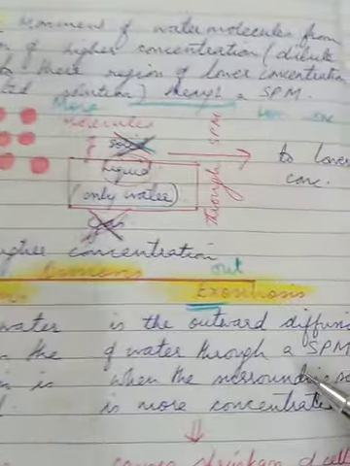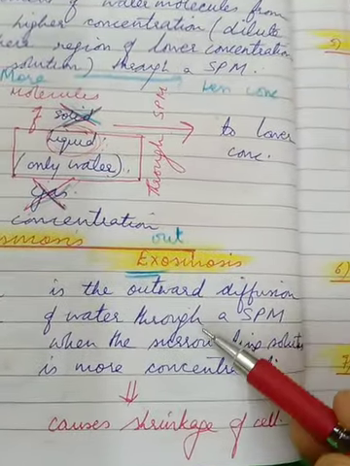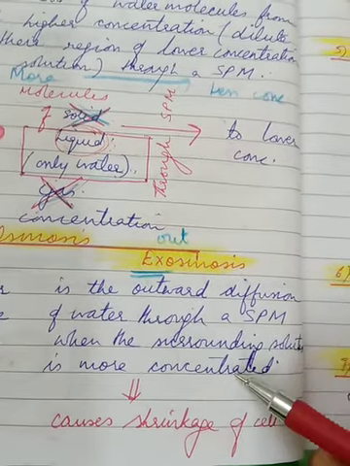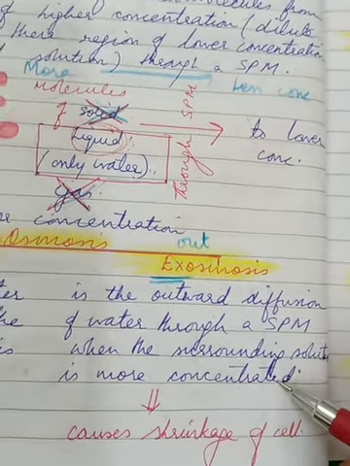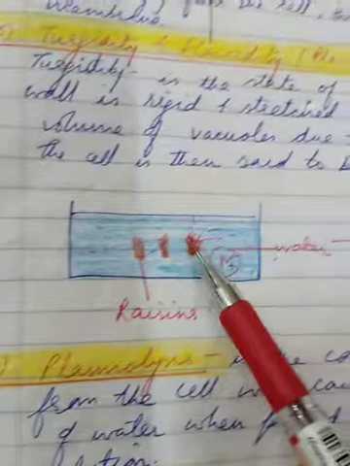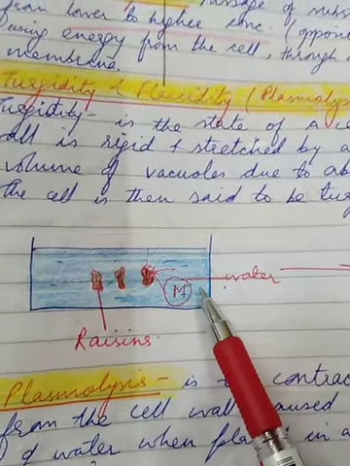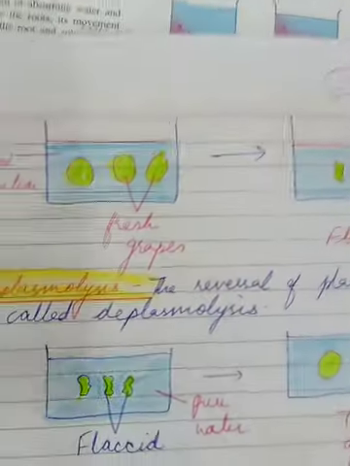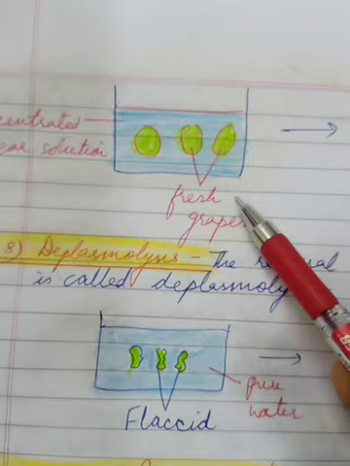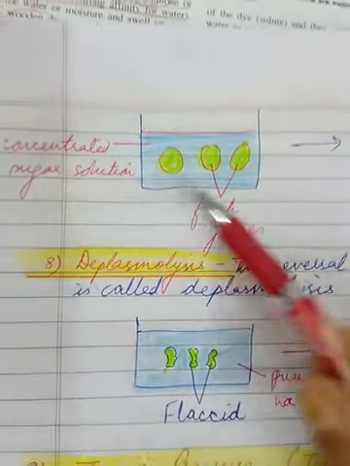Then what is exosmosis? It's the outward diffusion of water through semi-permeable membrane when the surrounding is more concentrated. Here, inside was more concentrated, children. Outside was comparatively more dilute. Now look at this. Another situation, just reverse. These are fresh grapes immersed into concentrated sugar solution.